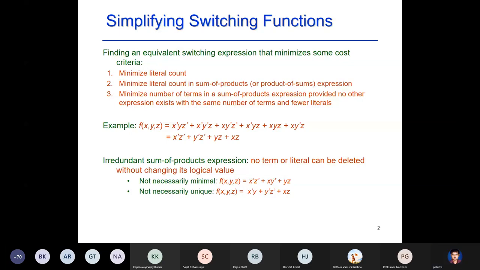So let me just give a simple example. Suppose I have a function f of 3 variables x, y, and z, described by this expression. One of the expressions for this function is this. We can see that we can convert it to an equivalent expression which is smaller than this, in the sense that it has fewer variables per term. It's smaller, so naturally we require fewer gates to implement it.